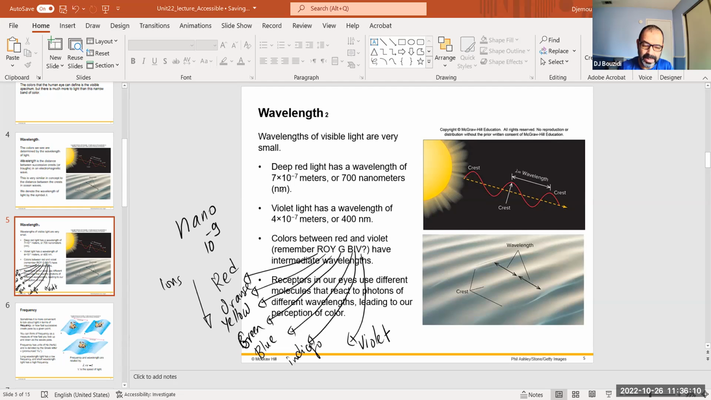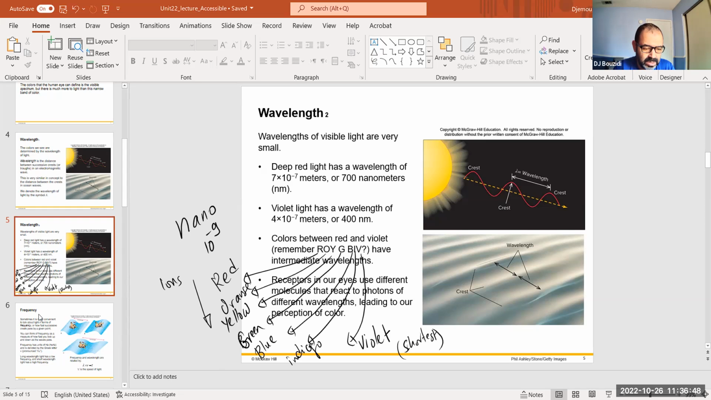Light extends way beyond this spectrum. So this is the shortest, and the other one is the longest. There is the ultraviolet, which are even shorter than the violet. The X-ray, which are even shorter than the ultraviolet. And the gamma rays that are even shorter than the X-rays. There is the infrared, which are even longer than the red. There is the microwave, which is even longer than the infrared. And there is actually the radio waves that are even longer than the microwaves. So that's the spectrum, okay?